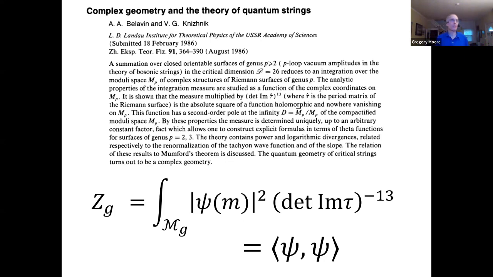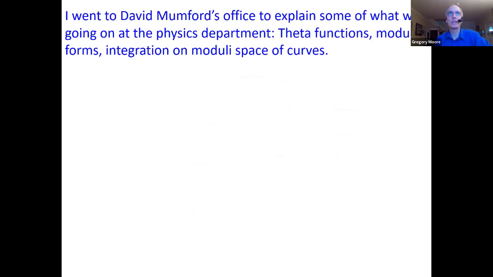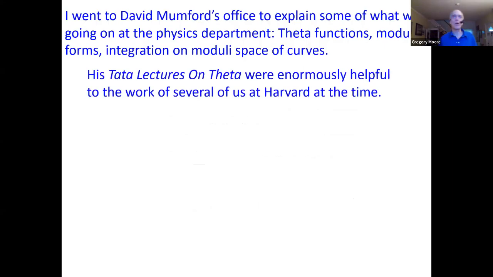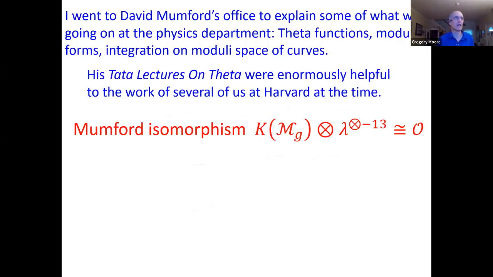Now, before the Belavin and Knizhnik paper came out, I walked into David Mumford's office to explain some of what was going on at the physics department about theta functions, modular forms, integration on moduli spaces of curves, because his magnificent 3-volume series, Tata Lectures on Theta, were enormously helpful to the work of us at Harvard at the time. And I had my one and only discussion with David Mumford, which was amazing.